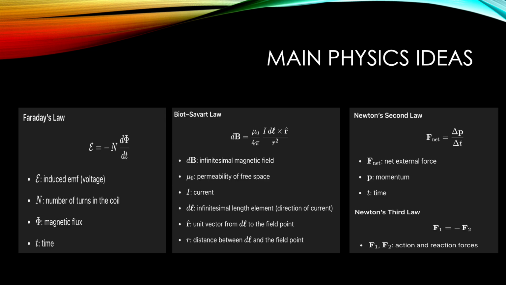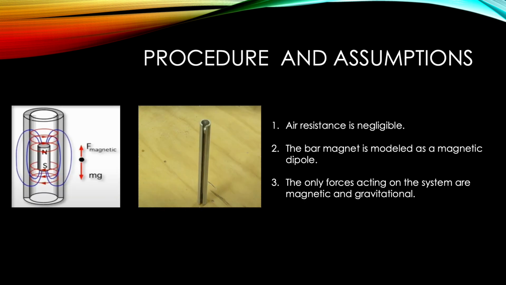These are the main physics ideas which I had mentioned on the previous slide, and the formulas that I should be using throughout the experiment in order to obtain the results I have. So that's Faraday's law, Biot-Savart's law, and Newton's second law, and the formulas have been described. Throughout this experiment, there were some procedures and an assumption.